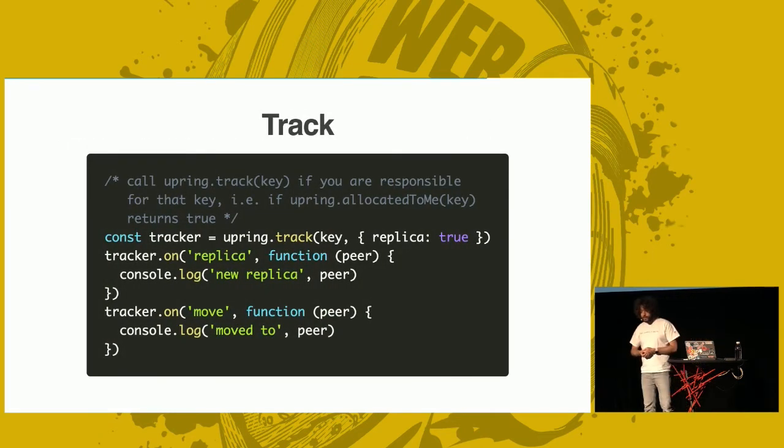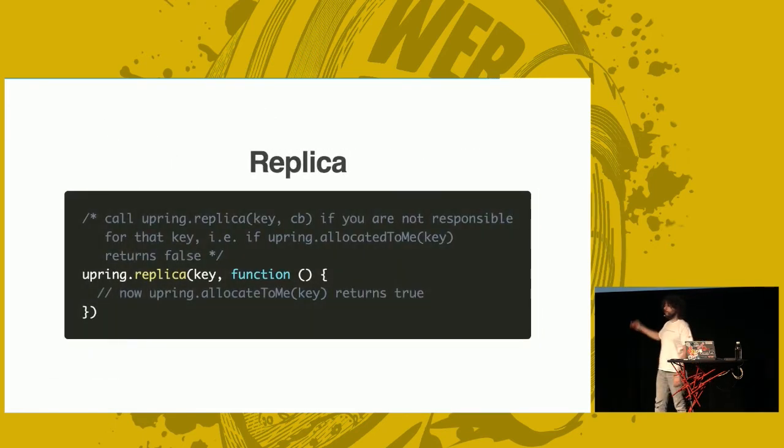You can also track things. With track, you can know when there is a topology event for that specific key. So if another peer comes up that the data needs to be replicated to, you get a replica event. Or if you want to move that data to another peer because you're not responsible for that data anymore, you get a move event. And then you can do some logic on that. You can also have a replica function that will be called when you become the master, the leader, for that key. So the node can know about this. It's not too complicated if it all works.